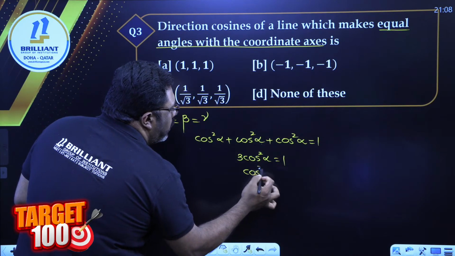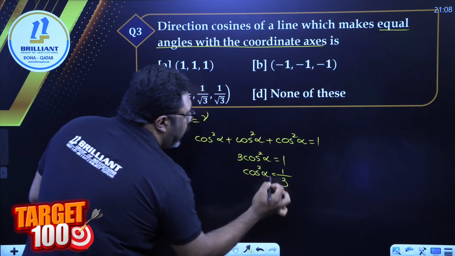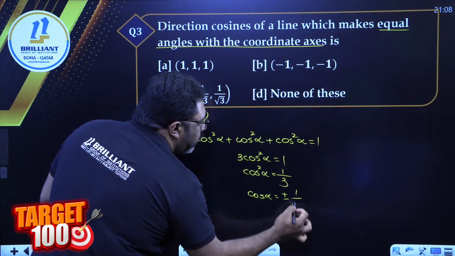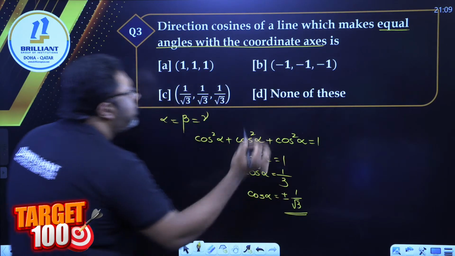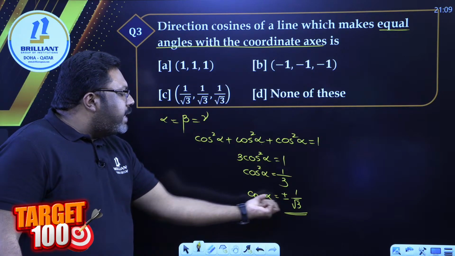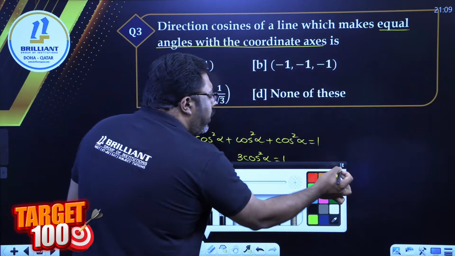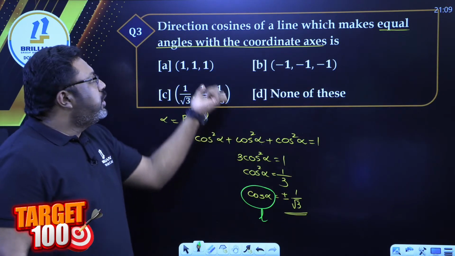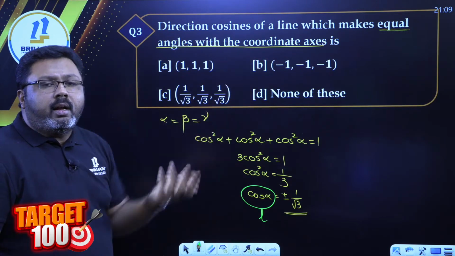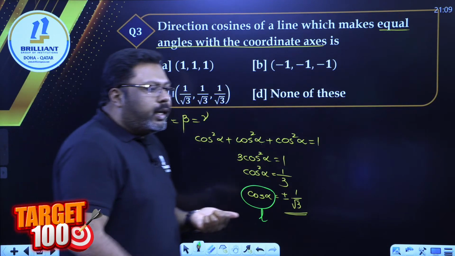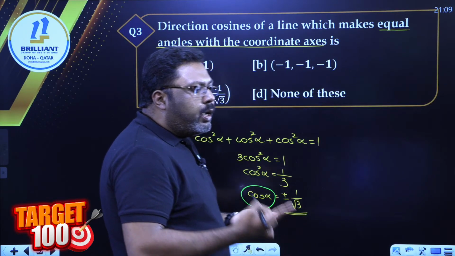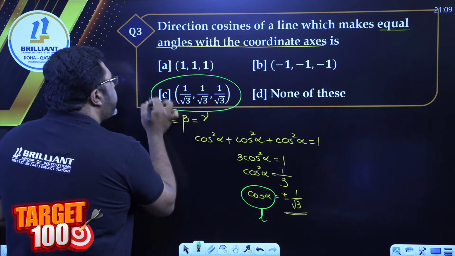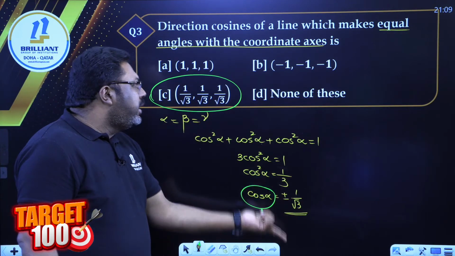So what is cos squared alpha for us? 1 by 3. So what is cos alpha? Plus or minus 1 by root 3. So I have my answer cos alpha, and this cos alpha we know is one of the direction cosines called L. But all the direction cosines are equal because it makes equal angles with the coordinate axes. Yes, right answer coming from Hanan, Nitin, Sana, Faris, Joel and Jawad. So I have the best option as C. It's either plus 1 by root 3 or minus 1 by root 3.